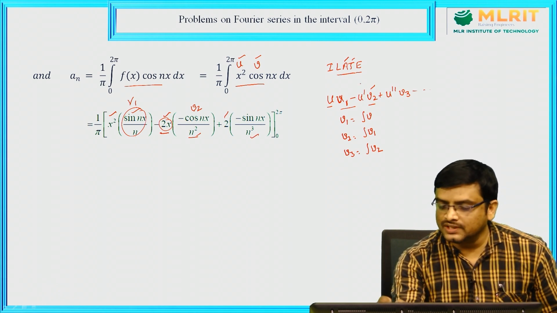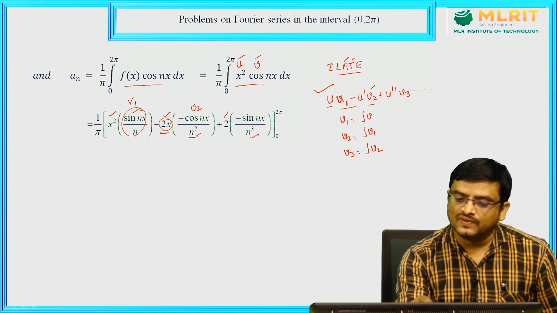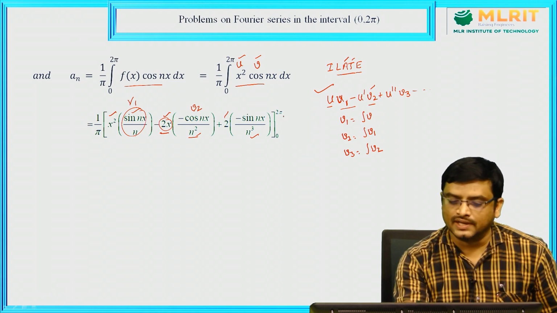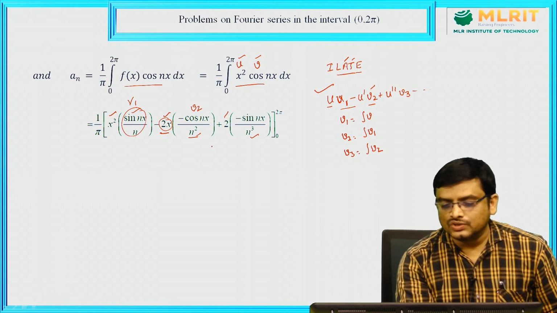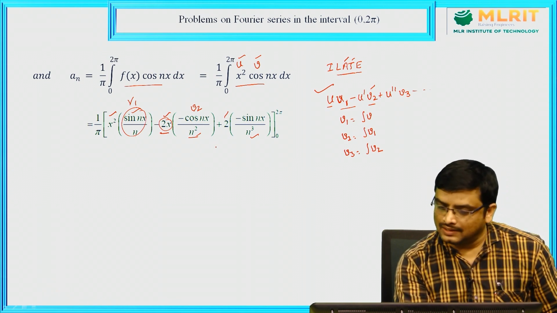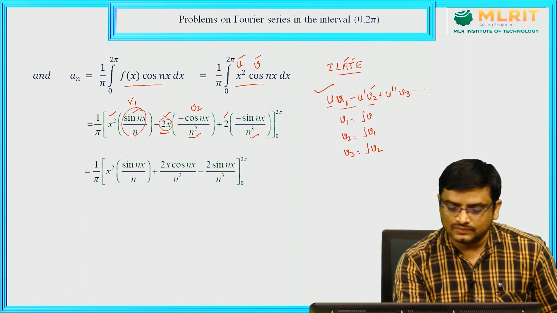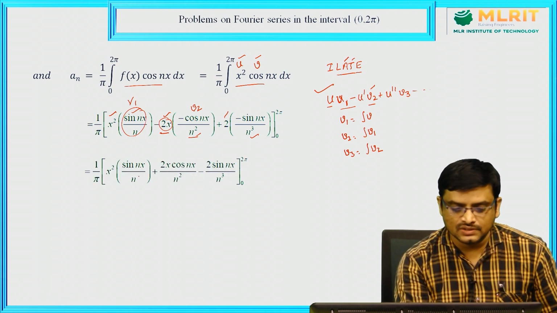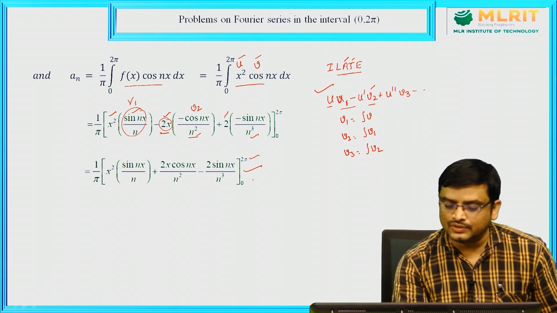So by using this integration by parts, by using this standard formula, we can find that the integral of x square cos nx is equal to this value. Now one by one you substitute the upper limit and lower limit here. So we have substituted the upper limit. After simplifying this, we got this resultant value. Now in this you substitute the upper limit 2 pi first, and minus the lower limit.